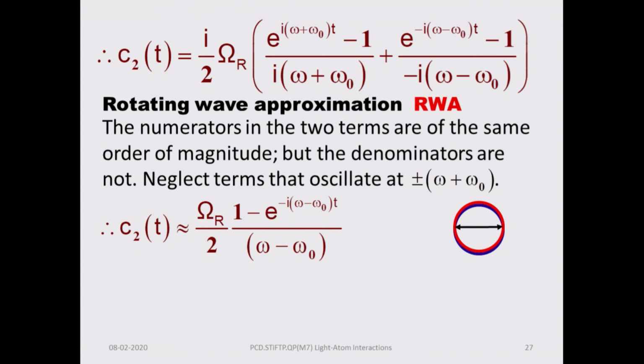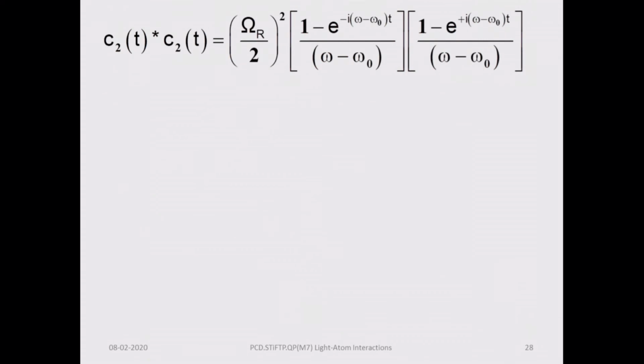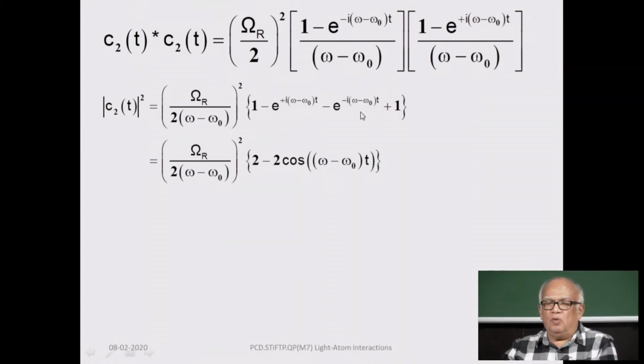So, this is your solution for C2(t), which is the probability amplitude that the atom would be found in the state 2 at the time t, and its modulus square will give you the probability of this transition. So, the modulus square is the product of C2 with its complex conjugate, right.